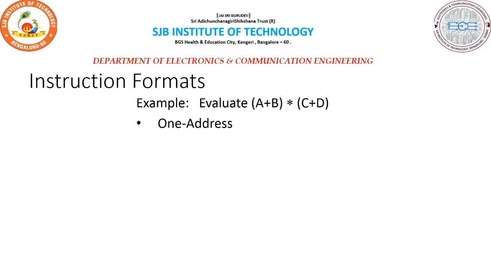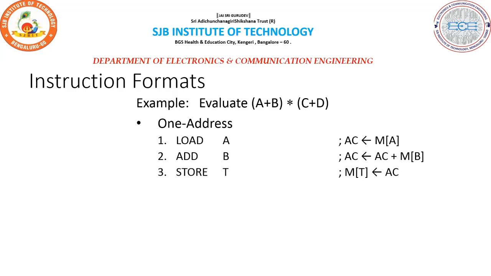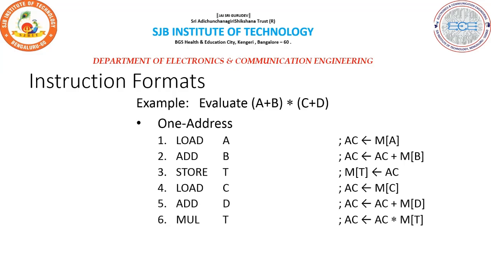So the example for one address is the same example: load A. So next one is add B. Next one is store in T, then load C, add D, multiply with T and store it as X. So this is going to be a one addressing scheme.